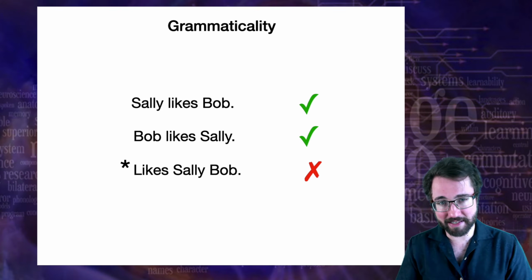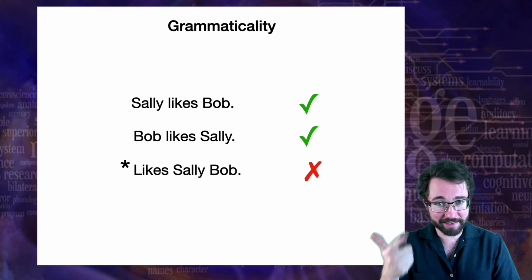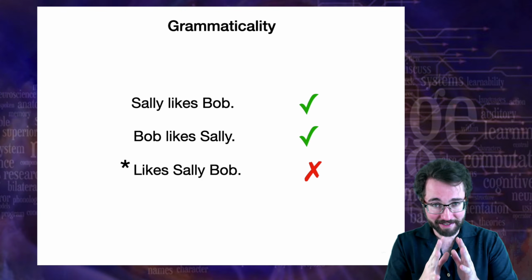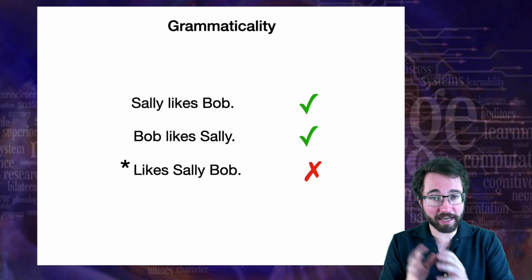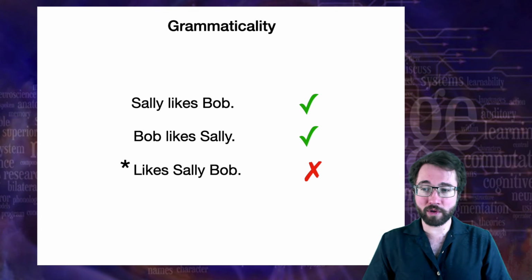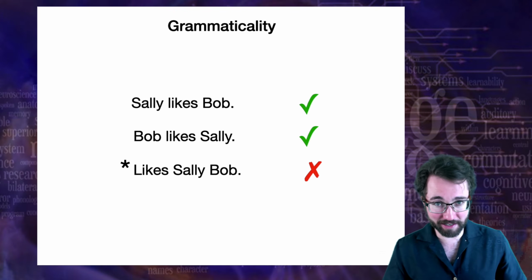What this is showing us is that the order of the words is important. So in English, we like to put the subject, Sally, before the verb, likes, and then the verb likes goes before the object, Bob. But we don't like to put the verb first. So likes Sally Bob doesn't work in English.